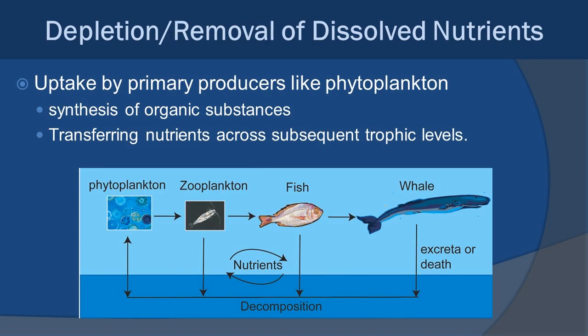And of course, what we can add, we can also deplete and take away. And so when we talk about removal of dissolved nutrients, one of the primary things that come to mind would be the uptake by primary producers like phytoplankton. Just like plants, they need nutrients to survive and grow. So they use these nutrients along with sunlight and water for the synthesis of organic substances. And of course, then those are transferred across subsequent trophic levels from phytoplankton to zooplankton to fish and whatnot.